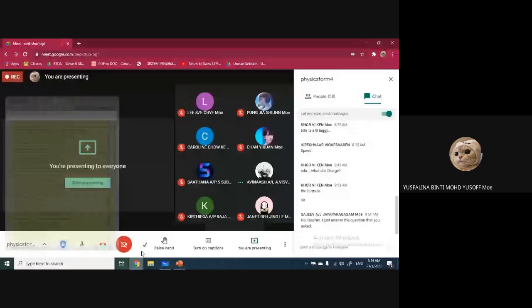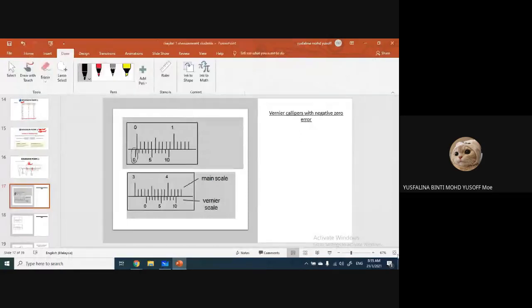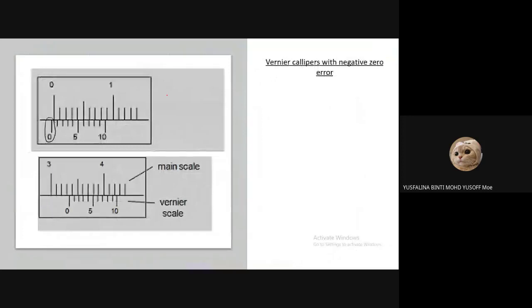Okay, vernier calipers with negative zero error. Usually when there is no zero error, your lines are aligned like this. Here the zero of the vernier scale moves to the left of the zero on the main scale. When it is on the left, we call it a negative zero error. So how do you read it?